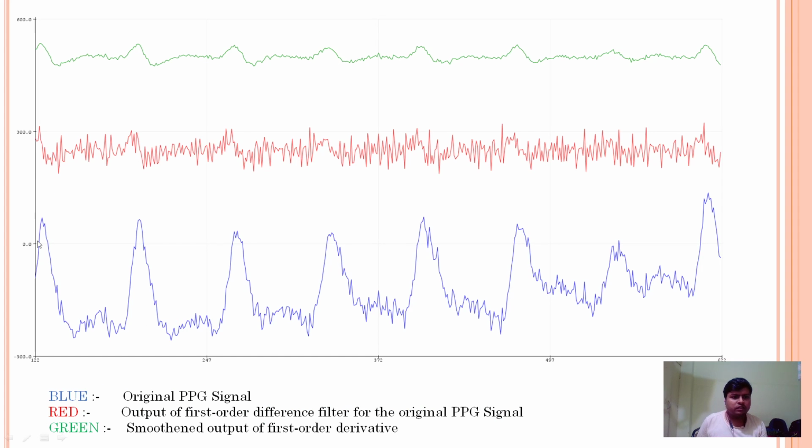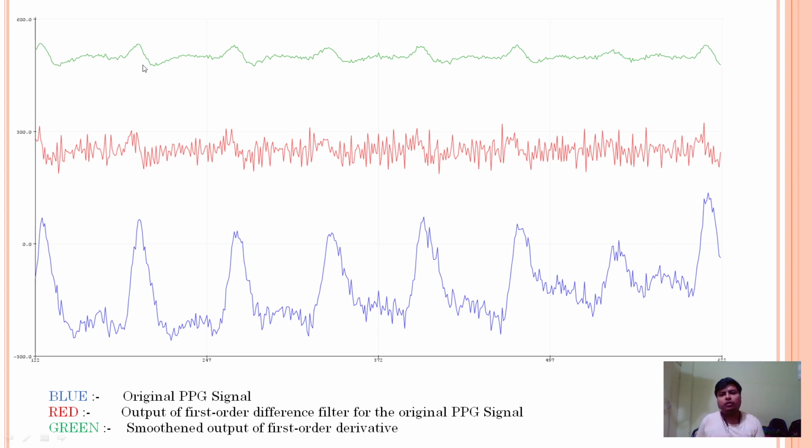As we can see, this blue colored signal is none other than the live recorded PPG signal. This red colored signal is the first order difference filter output, which is then smoothened out using the moving average filter with window 8, which is the green signal.